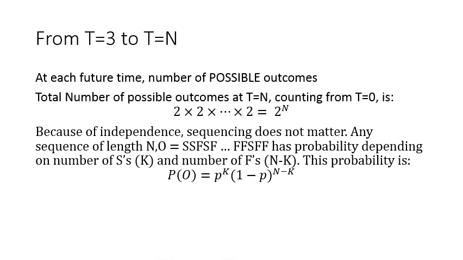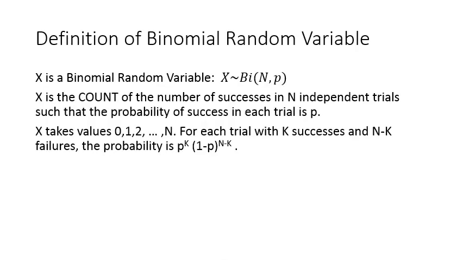With this model in place, we can now define what is known as the binomial random variable. The notation is that X is called a binomial random variable if X is distributed as binomial with n and p. X counts the number of successes in n trials, where each trial has success probability p. So the number of successes can take values from 0, 1, 2, 3, 4 up to n.